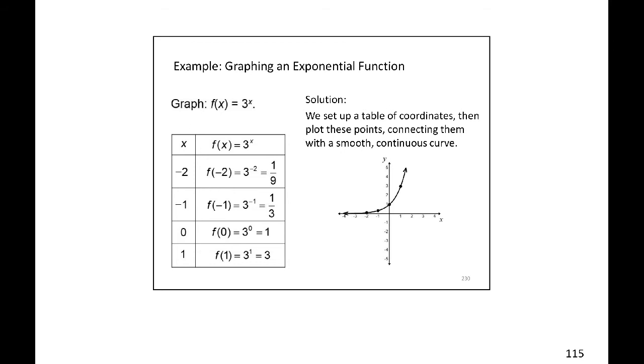Now we should recognize that there is a horizontal asymptote. It approaches the x-axis but does not get there. It gets very, very close, and then it continues and is increasing because our base is 3.